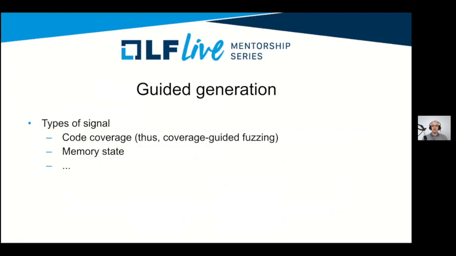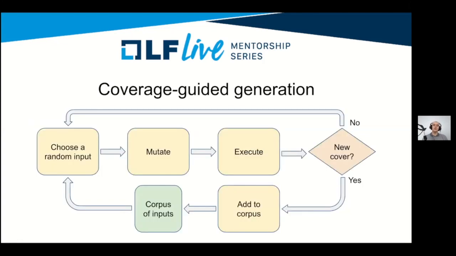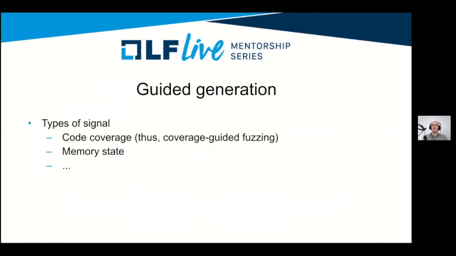Right. Previously, this was about coverage guided generation, right? But the guided generation does not have to be only relying on coverage. There are many different types of signal that we can use. Code coverage is the easiest one and more relevant usually. That's why people use it. But you can also, for example, rely on memory state.